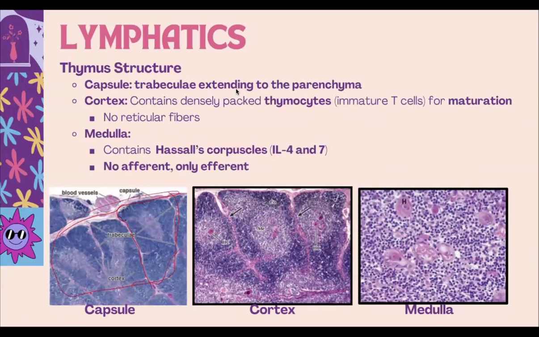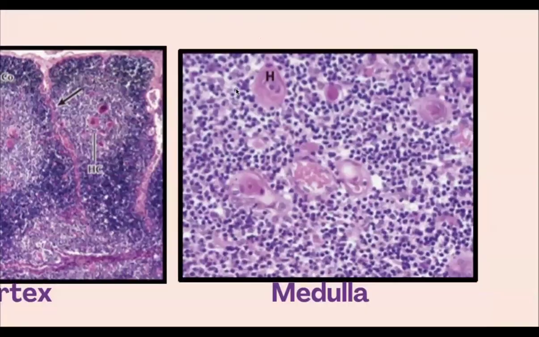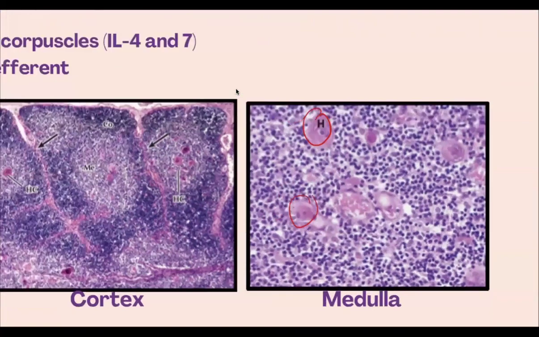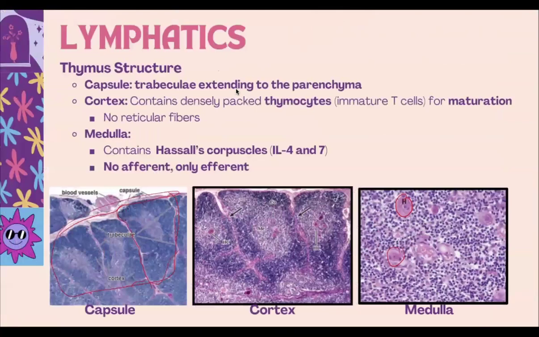Then you have the medulla, below the cortex. Here you have something called Hassall's corpuscles. They look like this: little pink, circular blobs, and you can see that they're circling inside. So these are Hassall's corpuscles. Their function isn't known, but it's theorized to be linked to interleukins 4 and 7.